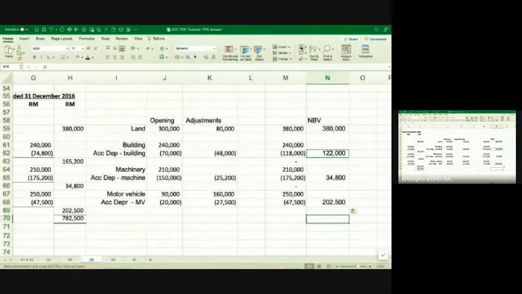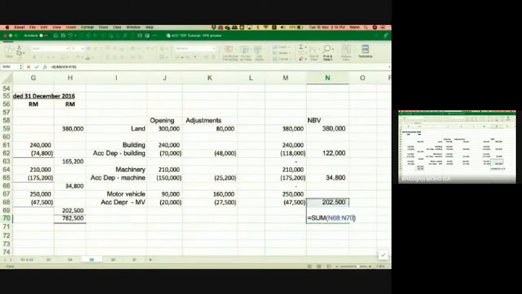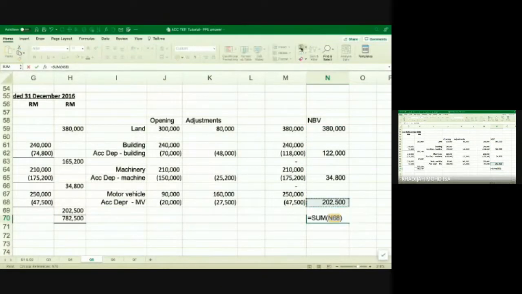Right, so total asset here is... Total... why is it not the same? 739,300.